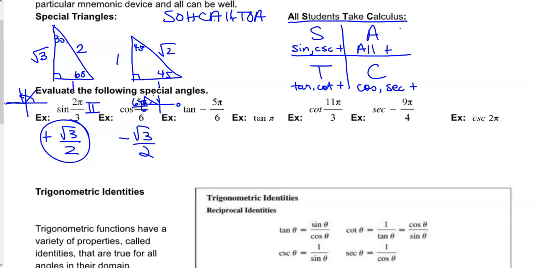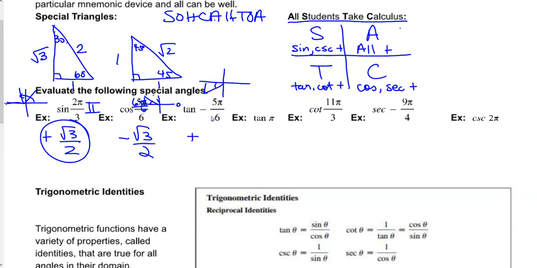All right, so tangent of negative 5 pi over 6. Well, 5 pi over 6 we just talked about, but this time it's negative. So that means instead of going counterclockwise, I'm going to start from the 0 and go clockwise. 5 pi over 6 is going to be this guy over here, 30-degree angle now in the third quadrant. So that means that tangent in the third quadrant is positive. Therefore, my answer is going to be positive.